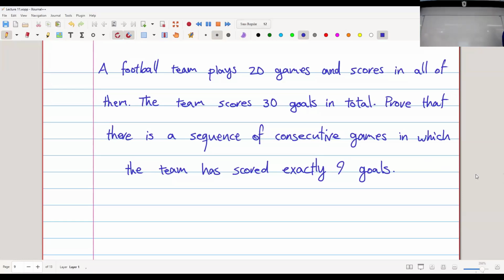So again, just to make sure the problem is clear for everyone, we have a team. It has played 20 games. In each game, it has scored at least 1 goal. And we know that in total, it has scored 30 goals. Now, what we want to prove is that there was a window, a consecutive sequence of games in which the total number of goals was exactly 9.